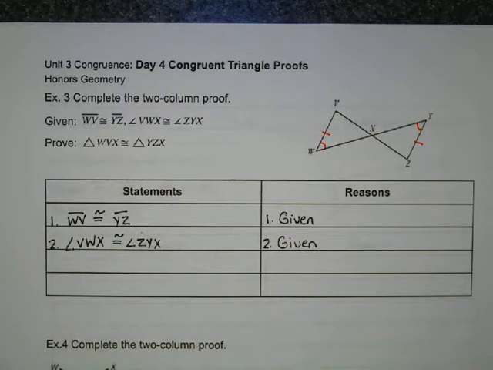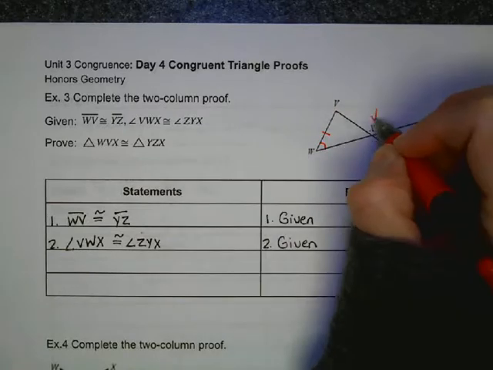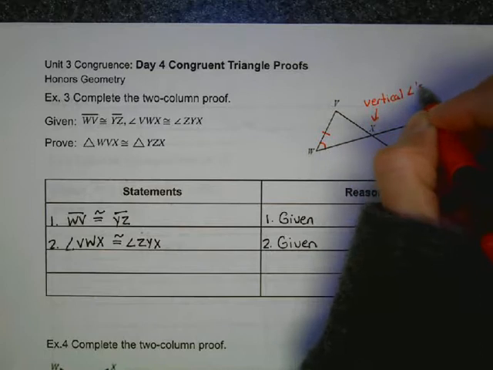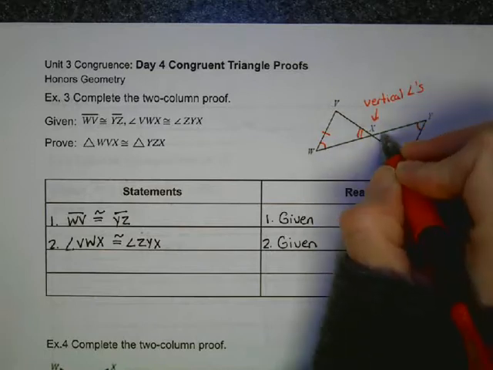We don't have a shared side, so I can't mark a side. We have no parallel lines, so I can't mark any like alternate interior or anything like that. But I can mark, this would be considered vertical angles. So we're going to mark these 2 angles are congruent.